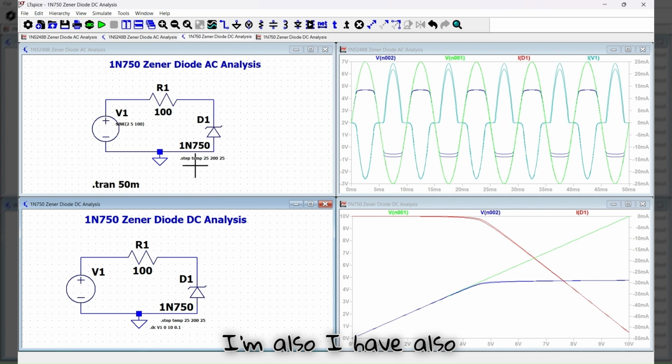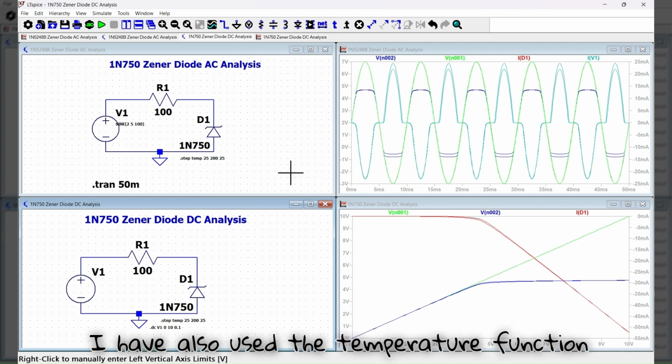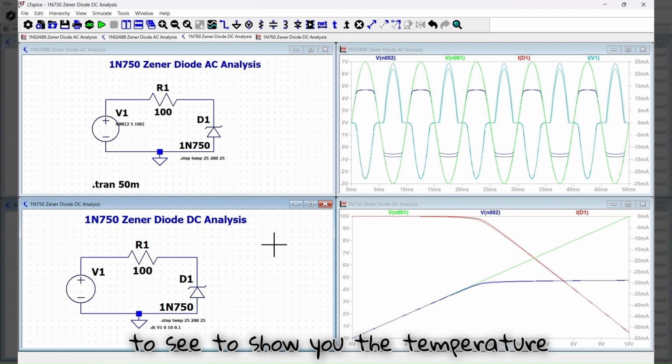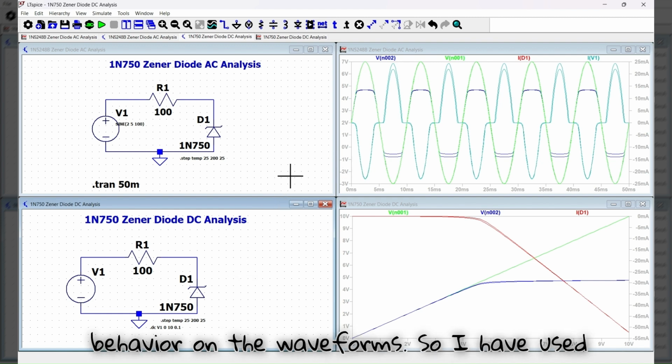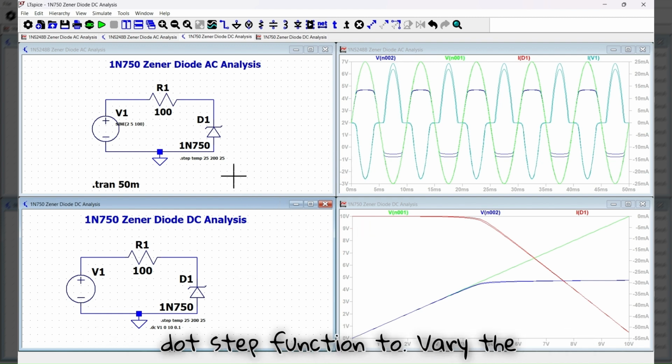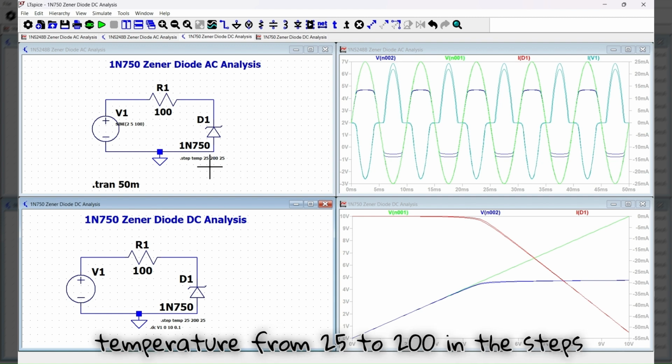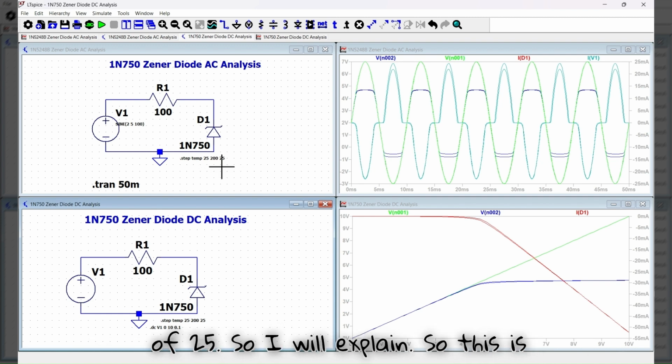Also, you can see I have used temperature. I have used the temperature function to show you the temperature behavior on the waveforms. So I have used the .step function to vary the temperature from 25 to 200 in steps of 25.